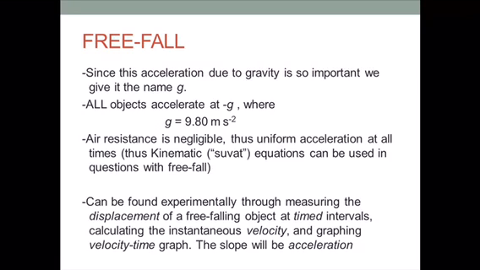This gravitational acceleration can be found experimentally through measuring the displacement of a free falling object at time intervals, then calculating the instantaneous velocity and graphing a velocity time graph. The slope on this graph will be acceleration. We'll talk more about velocity time graphs and all of those graphs later on in this video.